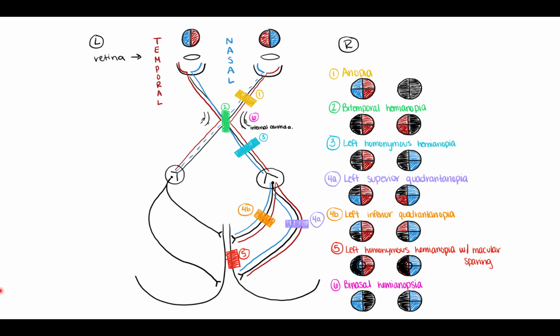Hopefully this picture helped you a little bit. Like I said, if you can just draw this out 2 or 3 times, very simple drawing, I think you'll get any question that you need on STEP as far as a visual pathway defect.